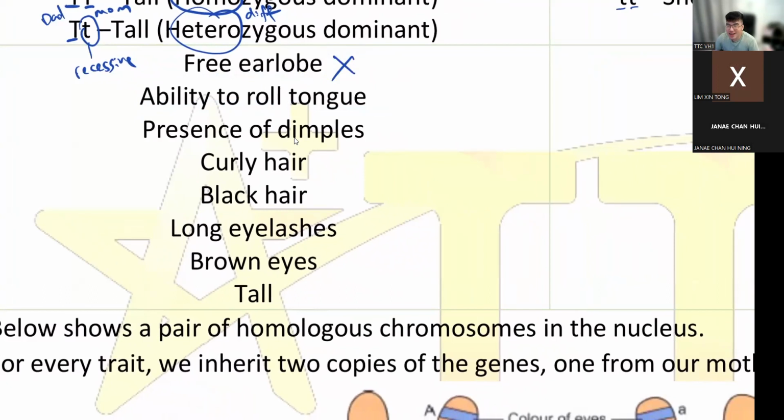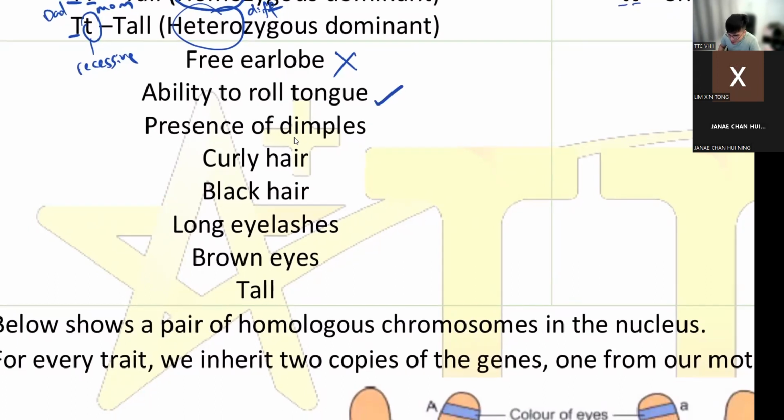If you can roll your tongue, then you're dominant. Most people can roll one. Throughout my 13 years of teaching, I've so far only met like 20-something students who cannot roll one. I always laugh at them. You cannot roll, you okay. Anyway, next.